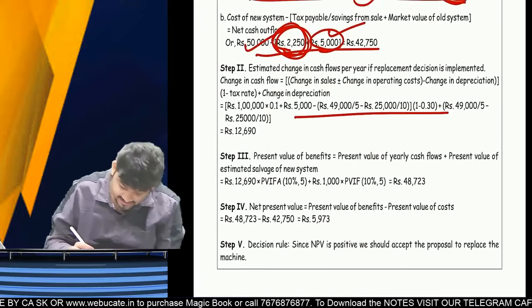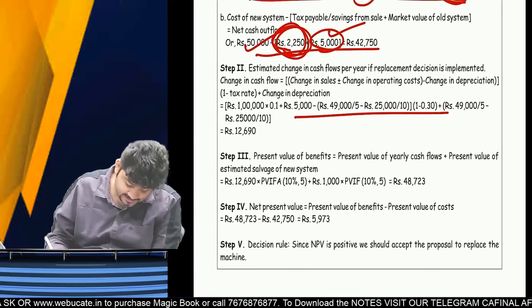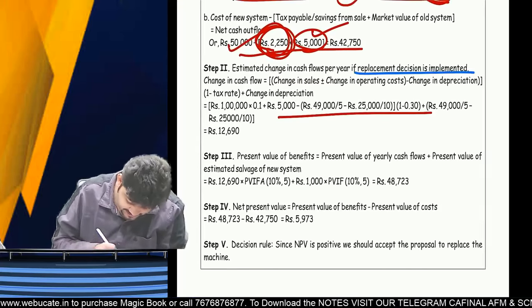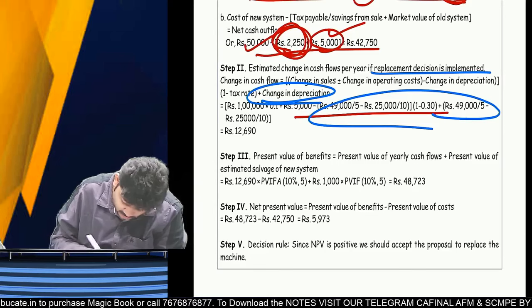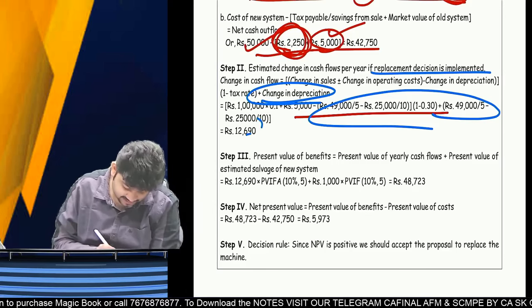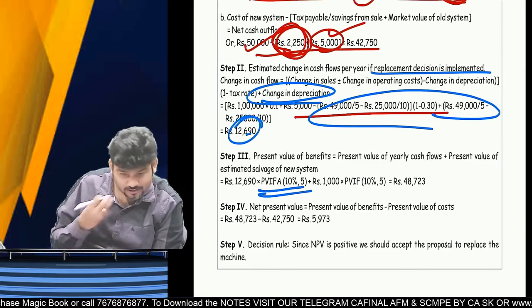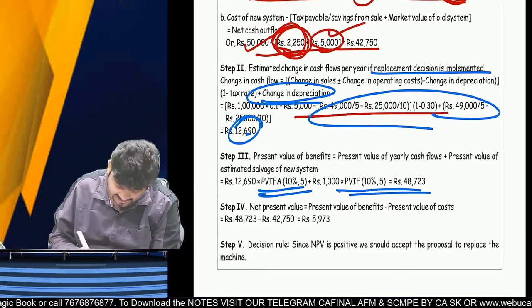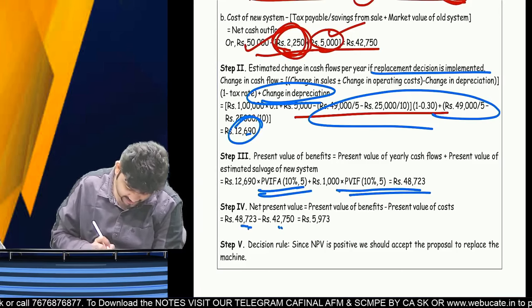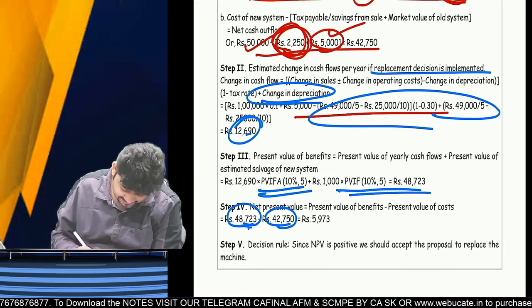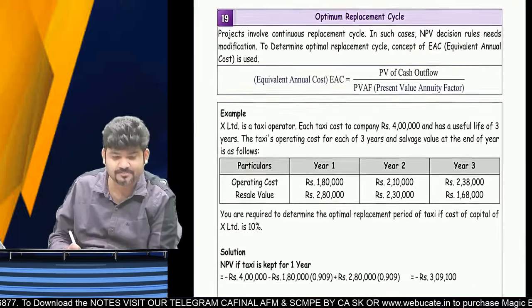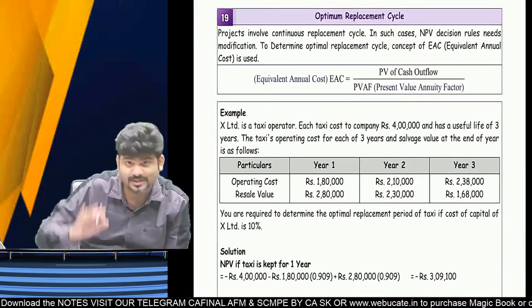Then finally, the next part is estimated change in cash flows. If replacement decision is implemented, this is related to whole your depreciation part. Then whatever cash inflow we have got, we will discount it for 5 years. Salvage value. Okay. Step 3 minus step 1 and we will get positive NPV. Then we have the optimum replacement cycle.